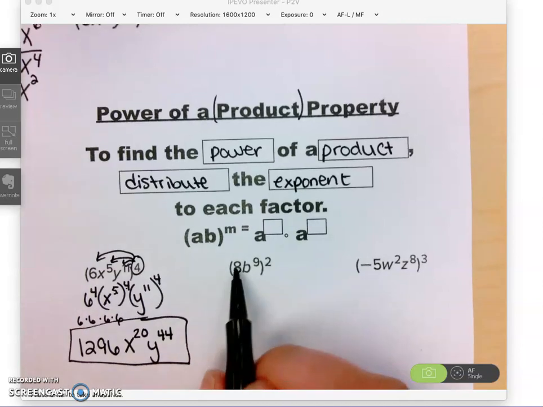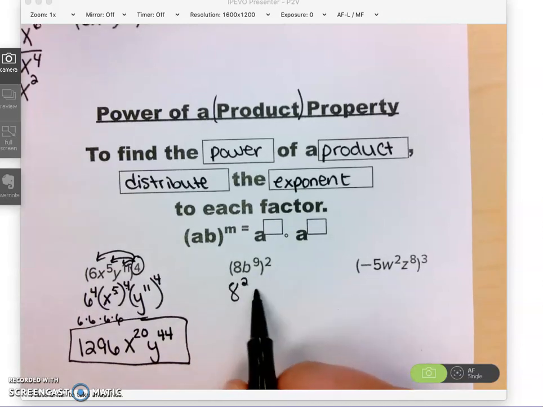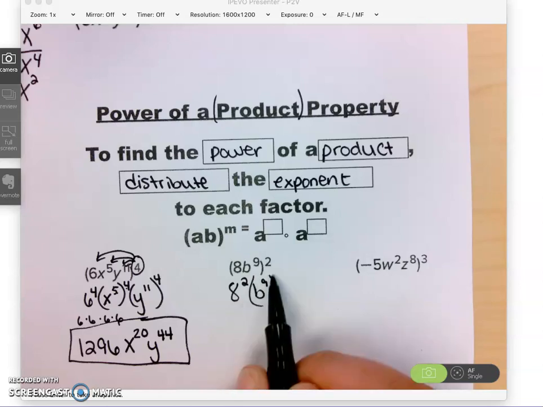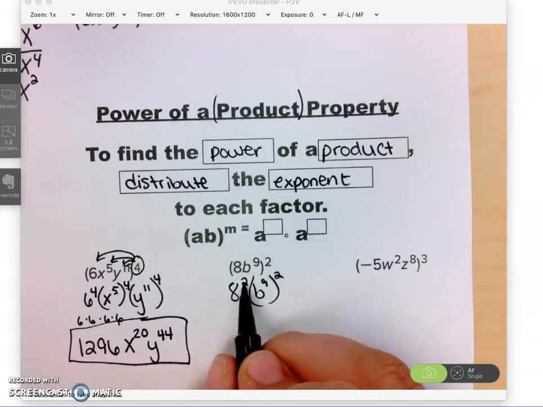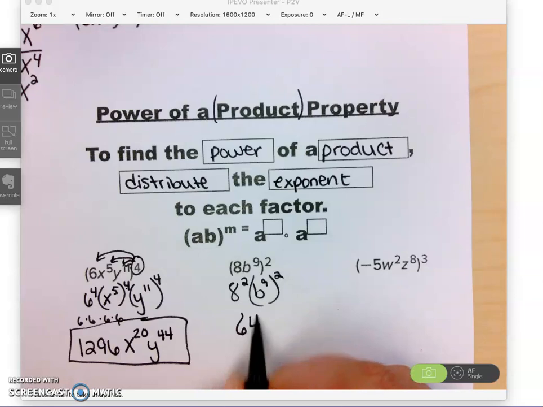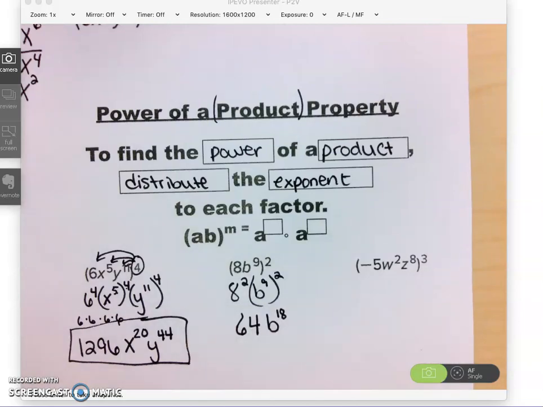Same here. I have 8 to the second power and b to the 9th raised to the second power. So 8 times 8 is 64. b is to the 18th power. Remember, don't go so quickly that you think right away this is 16. This is 8 times 8.